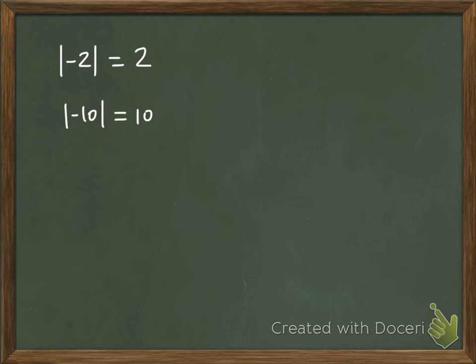So on the number line with our negative 2, we went 2 spaces to the left. So the distance from 0 is 2. For the 10, we went 10 spaces to the left. So this is 0, 1, 2, 3, 4, 5, 6, 7, 8, 9, 10. We still went 10 spaces, we only just went to the left. So we went that way.